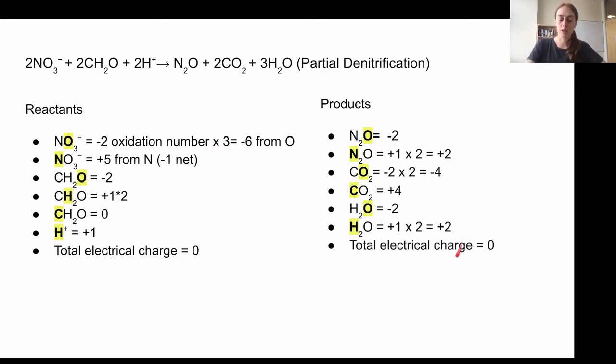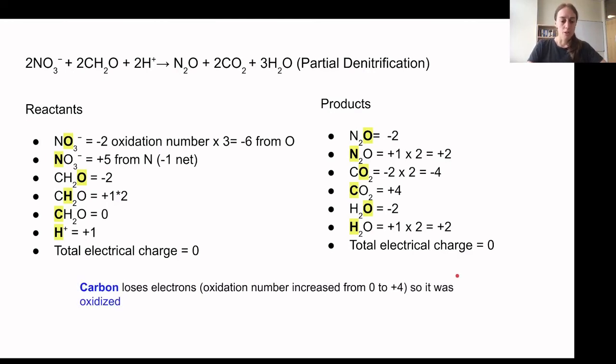And our total electrical charge on our product side is 0. So, figuring out what's going on, what's being oxidized, we can see our carbons over here. Our carbon in this row here had an oxidation number of 0 on our reactant side, and when we move to our product side, we can see it has +4. So our carbon was what lost electrons, and it was oxidized. We increased that oxidation number, so we know it was oxidized.